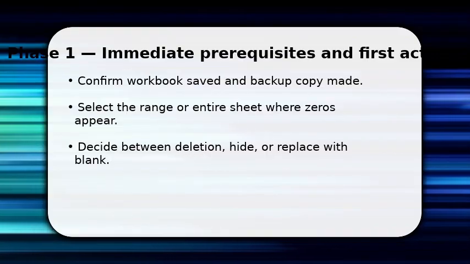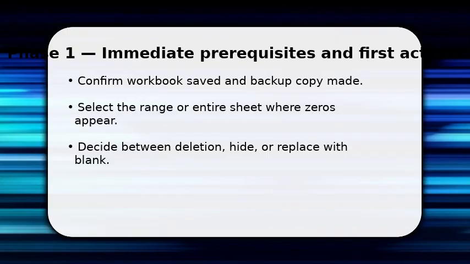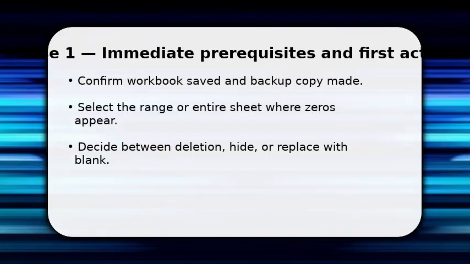Delete rows, clear cell contents, or replace zeros with blanks. You should prefer replace when preserving structure. Delete only if removing rows is intentional. Make sure to note whether zeros are numeric 0 or text 0, because that changes the method you use.